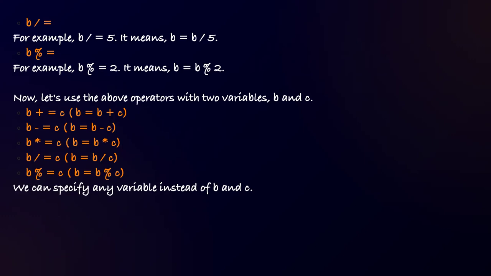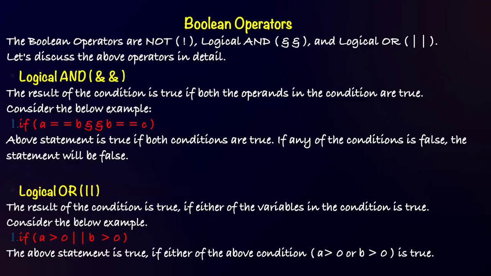All right. So we can use it with two variables, right? As I have mentioned below, b plus equal to c, that is b equal to b plus c. b minus equal to c, that is b equal to b minus c. So two variables are being used over here. Now we can use both of them in our programming, b or c. Understood? Next, the Boolean operator.